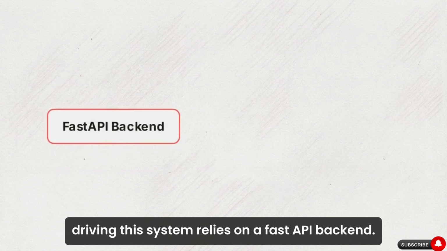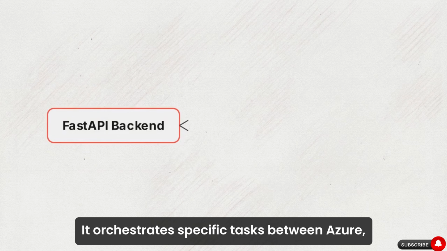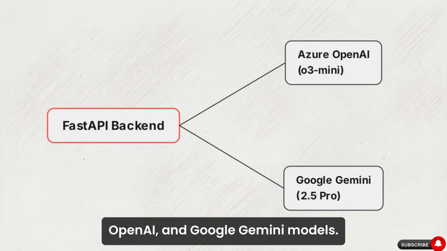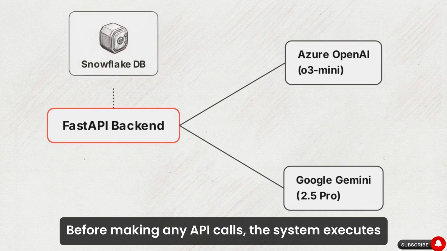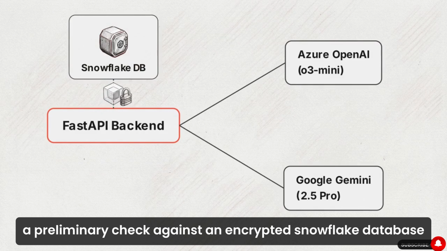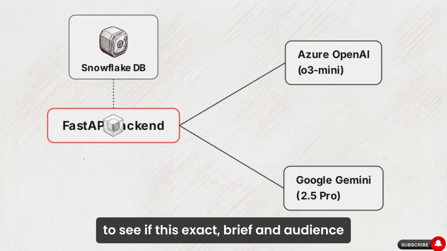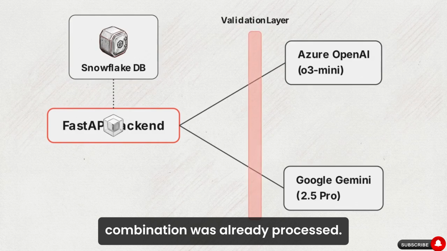The architecture driving this system relies on a fast API backend. It orchestrates specific tasks between Azure OpenAI and Google Gemini models. Before making any API calls, the system executes a preliminary check against an AES-encrypted Snowflake database to see if this exact brief and audience combination was already processed.